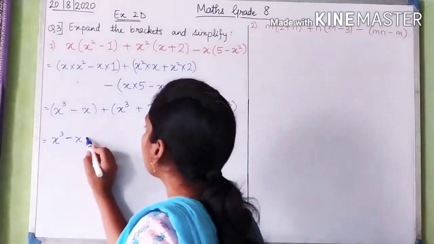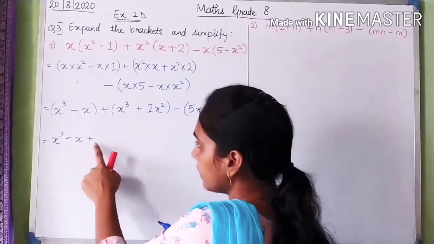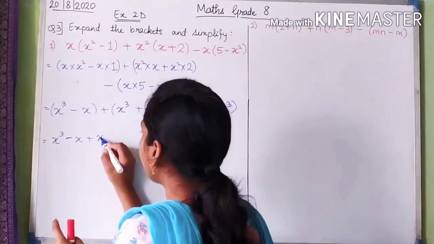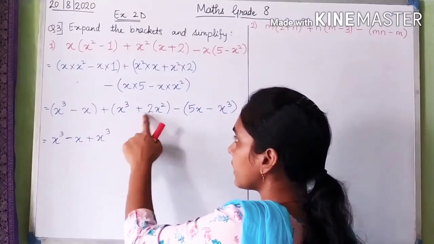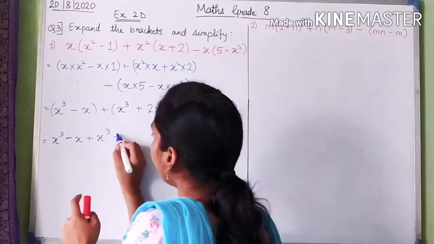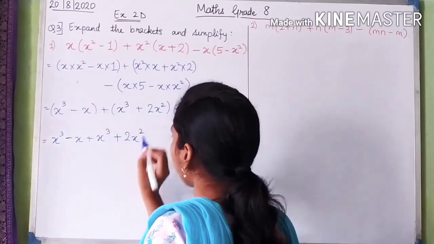Then the second also has a plus sign. So plus into this plus will remain plus only. So plus x cube. Then this plus multiplied by this plus, plus into plus is plus only. So again I write plus, and then the second term 2x square.